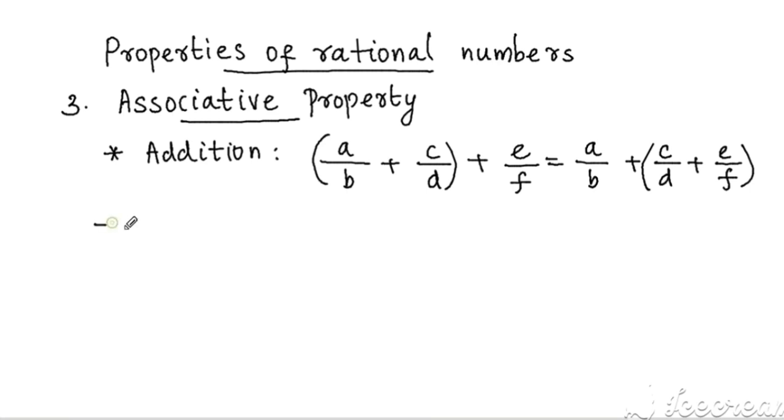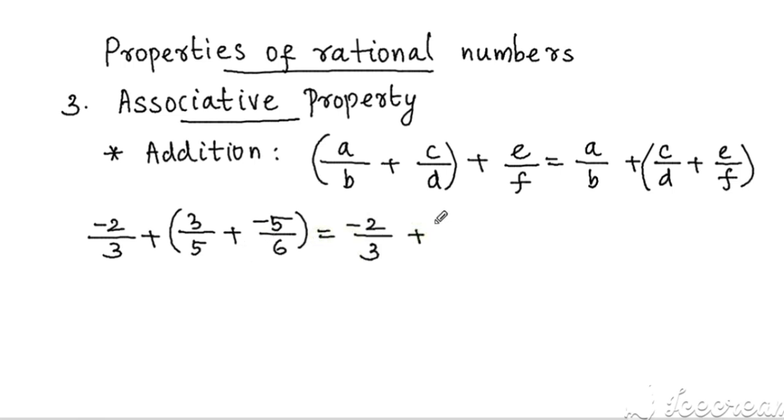Consider the example. We can consider the example for verifying it. Negative 2 by 3 plus 3 by 5 plus negative 5 by 6. So I am going to group the second and third number. So you can write the first number as the same. Then the other one will be 18, then minus 25 divided by 5 times 6 is 30, which is equal to negative 2 by 3 plus 18 minus 25 is negative 7 by 30.